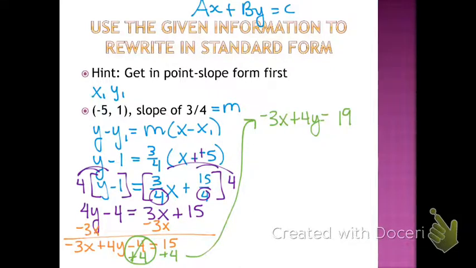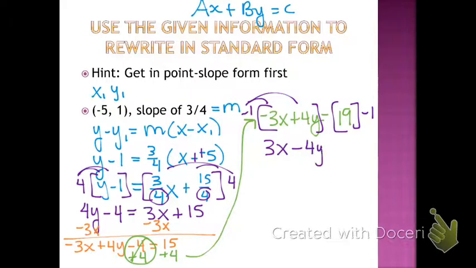And we're very close to what we want, but the a value is supposed to be positive. So we're going to multiply both sides by -1, which is good for changing signs. Negative times negative is a positive. Negative times a positive is a negative. And positive times negative is a negative. So our final answer, the equation of the line that goes through the point -5, 1 and has a slope of 3/4, written in standard form, is 3x minus 4y equals -19.